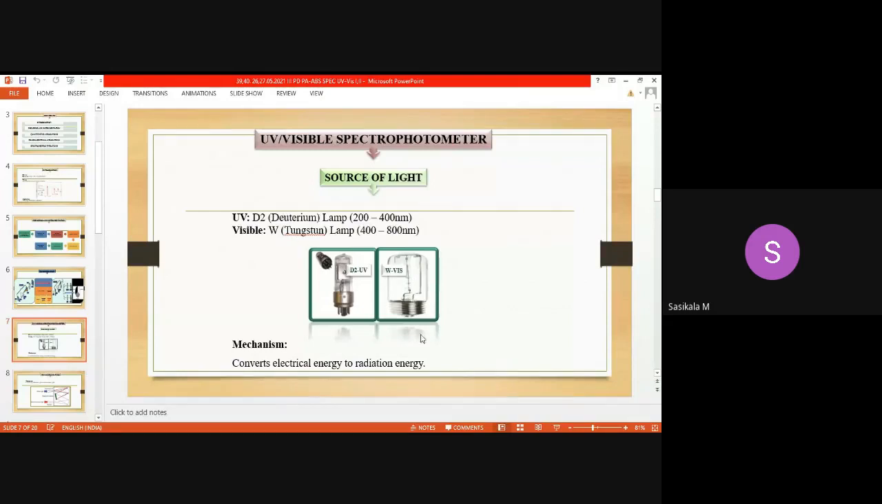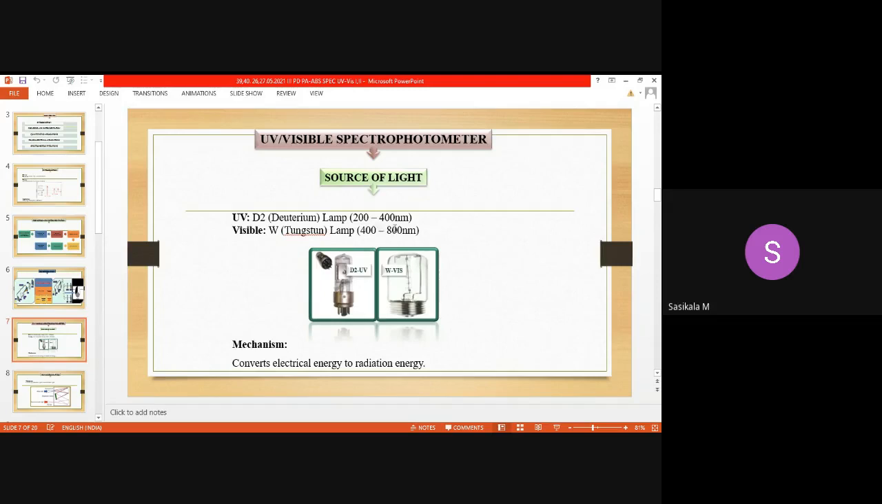What is the role of the source of light? It converts electrical energy to radiation energy. When electrical energy is passed to the lamp, it emits radiation energy. What radiation does it emit? D2 and W emit UV visible radiation. What is the range? 200 to 400 nanometer for D2, and tungsten 400 to 800 nanometers. In this range, your pi bond containing compounds, that is chromophoric substances, will absorb the radiation. Only the absorbed radiation is analyzed.